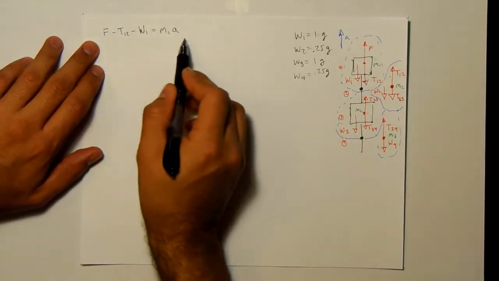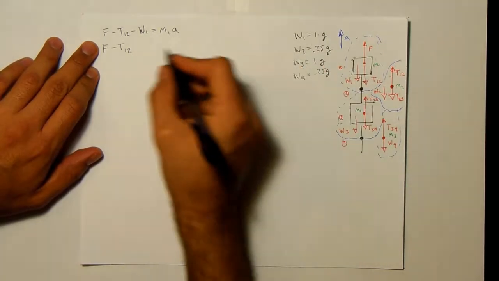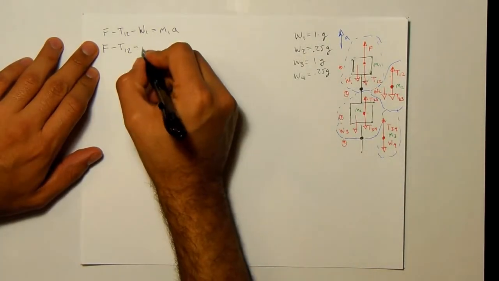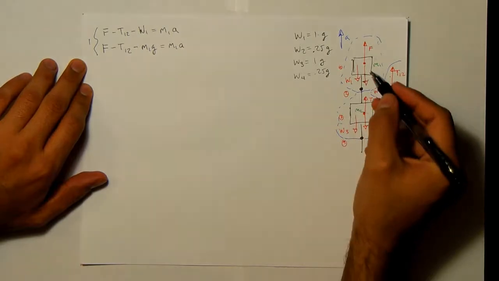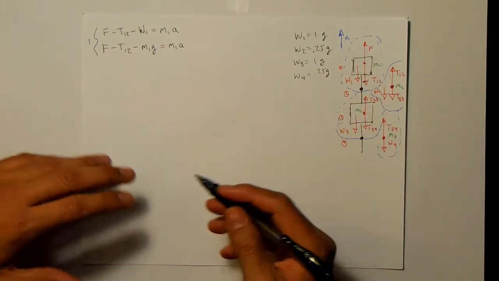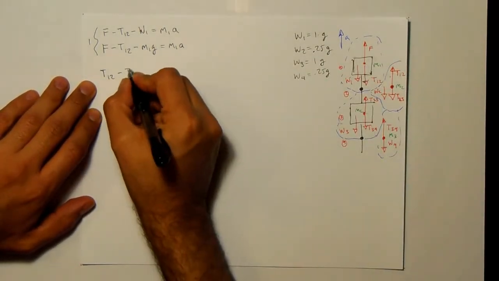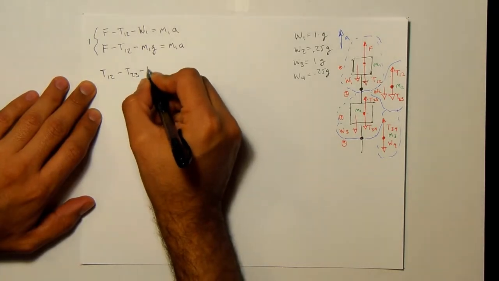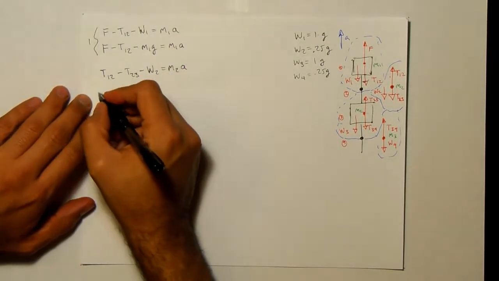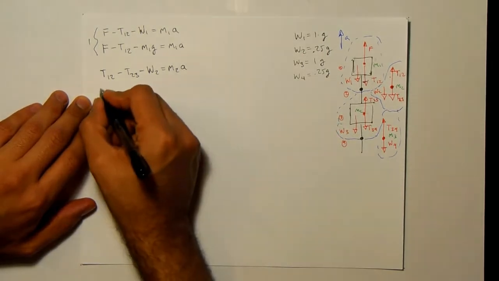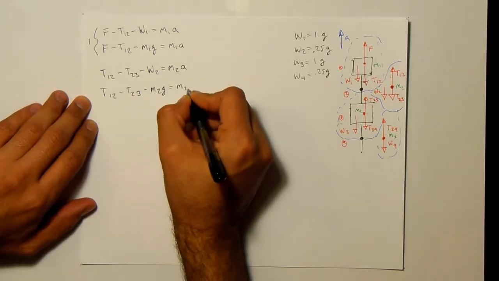So in this equation right here, if I rewrite that, replacing the W1, and I write it with variables, it's going to be the mass 1 times G equal to M1A. So that's coming from a sum of forces on the first object. If I do the sum of forces on the second object, I'm going to get something very similar. So I'll write out T12, that one's going up, minus T23 minus weight 2 is equal to M2A. Same acceleration for everything, but different masses. And then if I plug in what I know for the weight 2, T12 minus T23 minus M2G equals M2A.